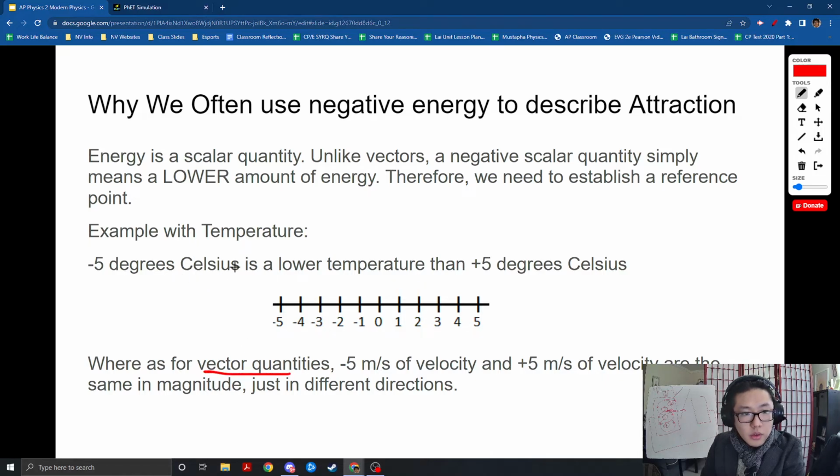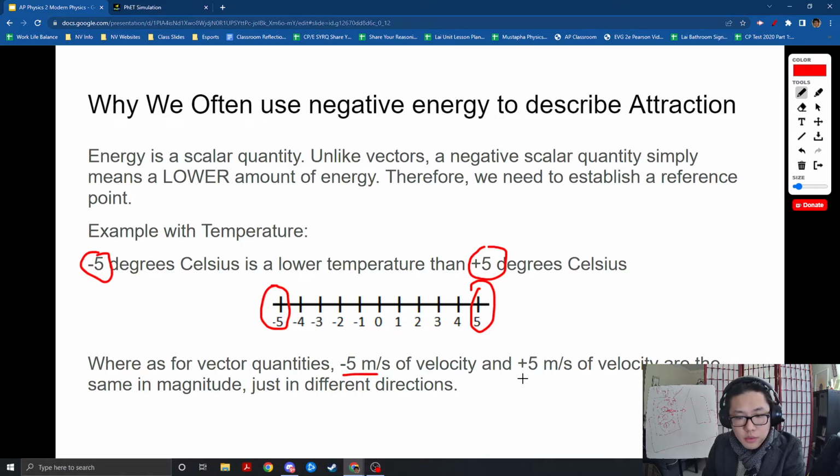All right. So a scalar quantity is going to actually be when on a number line, lower numbers simply mean lower. This is similar to things like temperature. So if you take a look at the temperature of an object, we could actually see over here 5 degrees Celsius and negative 5 degrees Celsius. Well, negative 5 degrees Celsius is simply a lower temperature than 5 degrees Celsius.